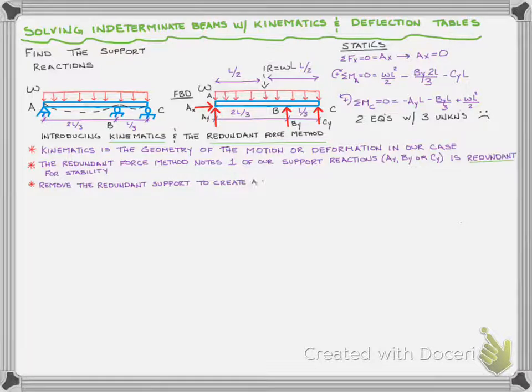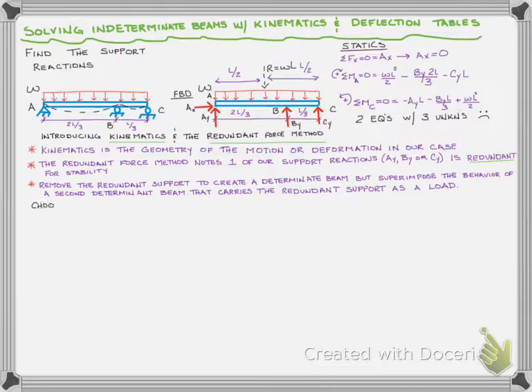We want to add another beam that's identical to the new one we created as far as supports. So it's still determinate, has the same supports, but then we're going to add back in that redundant support that we removed as a force. Okay, so we get that same behavior that the redundant support was giving us. So we really want to see what that looks like.